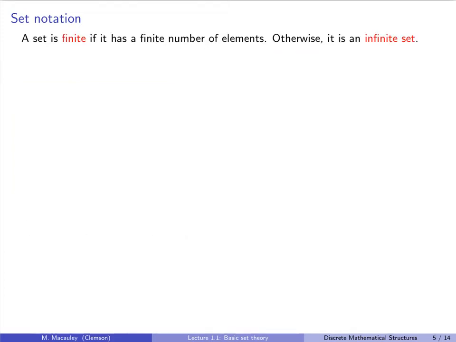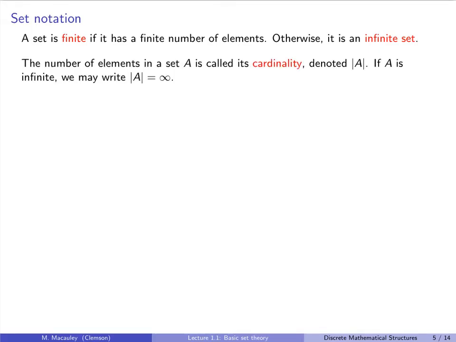Continuing with notation, we say that a set is finite if it has a finite number of elements. Otherwise, it is an infinite set. The number of elements in a set is called its cardinality, although often I'll just say size because it's a shorter word and it's easier to say. We usually denote it with vertical bars, like you would the absolute value of a number. If A is infinite, we may write that the cardinality of A is equal to infinity.